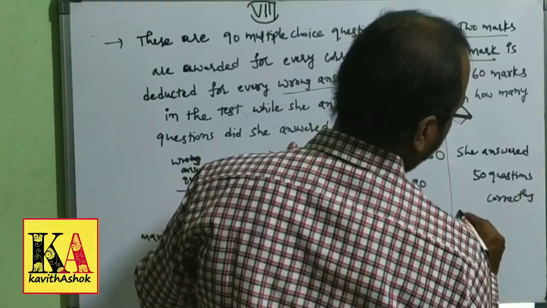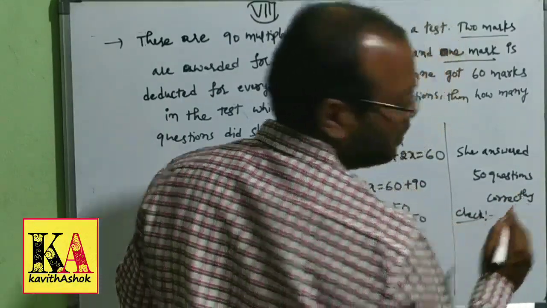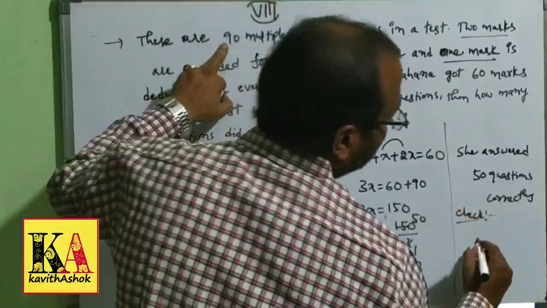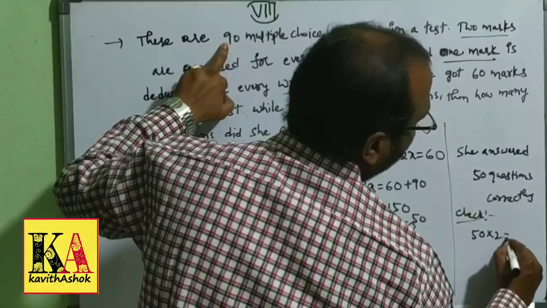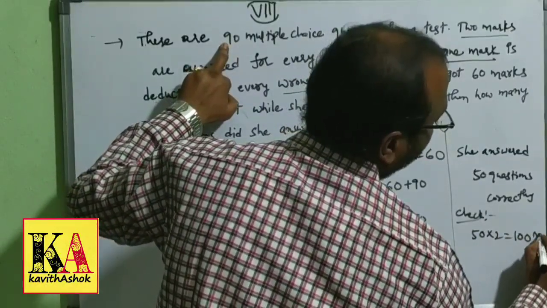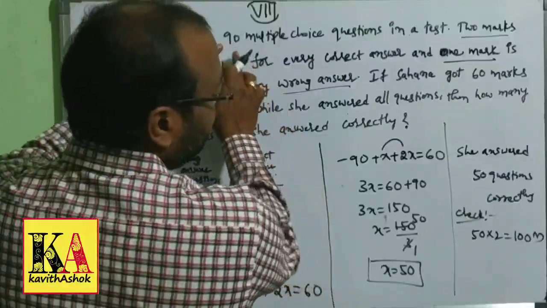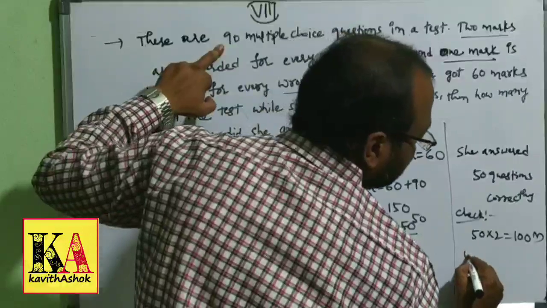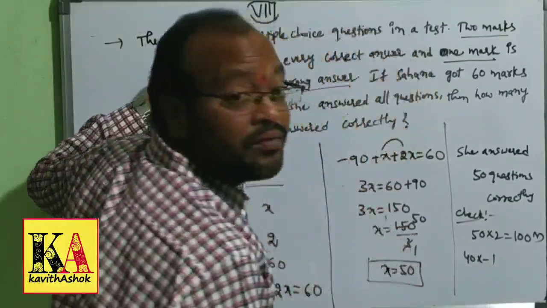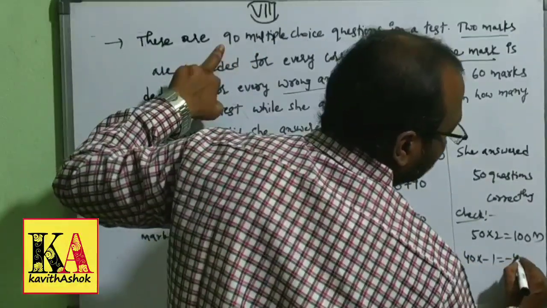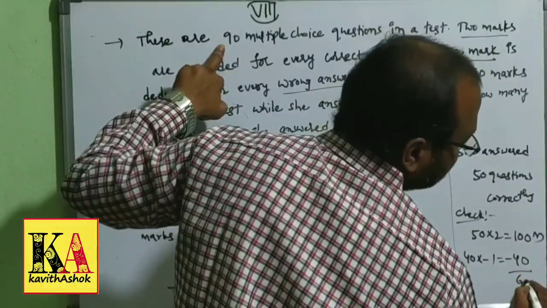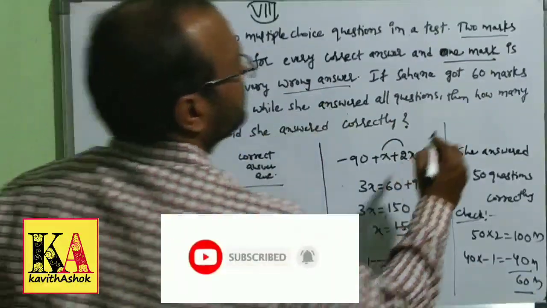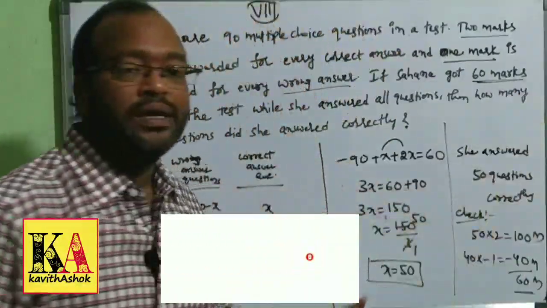Now we will check whether our answer is correct or not. Right? Total how many questions are there? 90 questions. She corrected 50, in the sense 50 into 2. How many marks she will get? 100 marks actually. But besides those 50 correct, 40 questions she did wrong. So for those 40 questions she will lose minus 1 mark for each question. 40 into minus 1 is minus 40. 100 minus 40 is 60. So that's why she got 60 marks in that exam. So like this we can solve the problem.